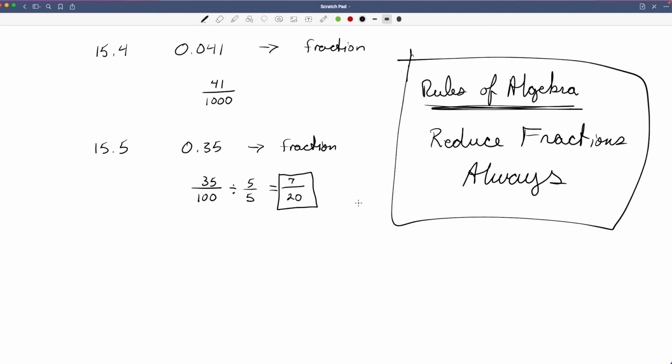All right, that is all we have for lesson 15. Please put this in your notebook because it is mandatory. If your fractions are not reduced, and they can be, then points will be lost, and I do not want you to lose any points. So always reduce your fractions, and I will see you in lesson 16.